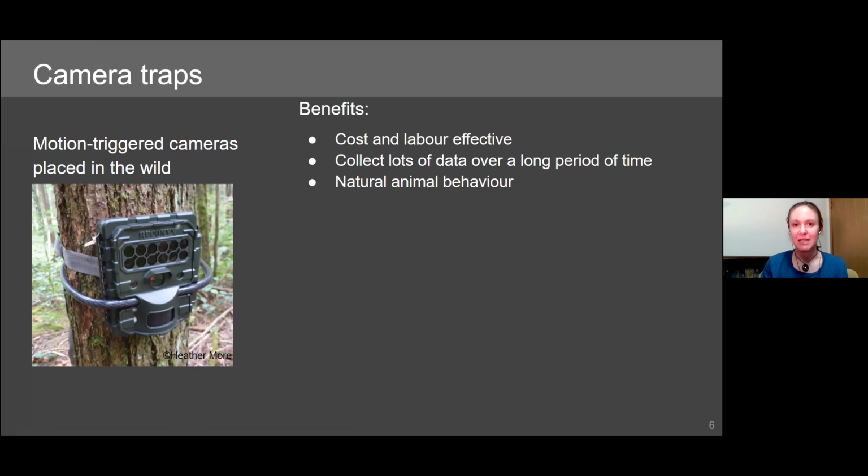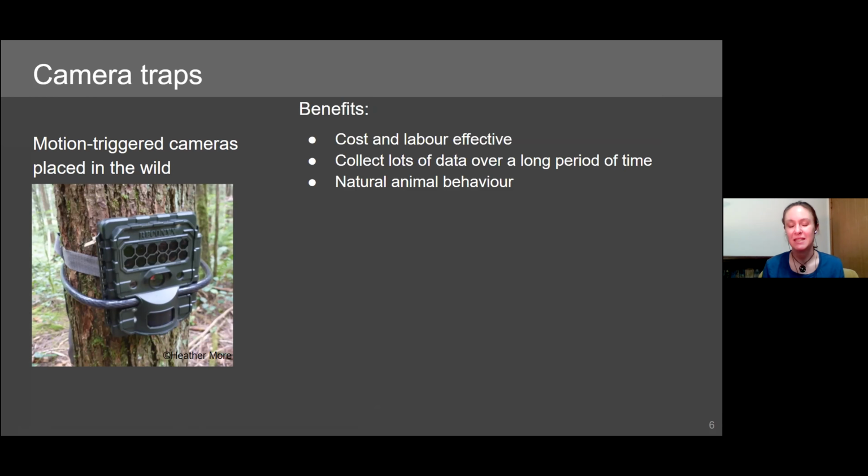They're pretty cool because they're relatively cheap and labor effective relative to just sending a researcher out to sit in the forest and take pictures of the animals they see. You can buy a camera trap for between $200 to $800, which is much less than you need to pay someone to do that, especially if it's Antarctica or something. And you can leave it there for quite a long time. So you can end up collecting a lot of data over a long period of time.